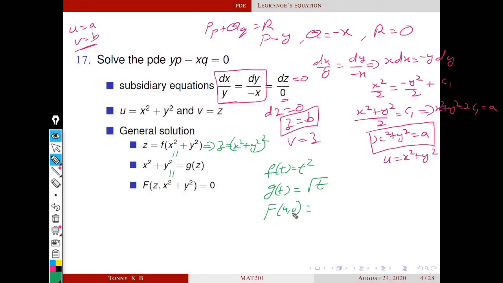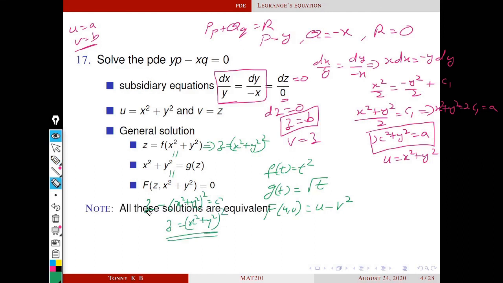Then what is F of u, v? You have to find the same solution by a suitable choice of capital F. Yes, it is u minus v square. Then you get the same solution because our solution is F of u, v equal to 0. So u minus v square, that is x square plus y square minus z square... that is, x square plus y square whole square minus z equal to 0. This is the same as z is equal to x square plus y square whole square. So all these three representations are equivalent. In the next lecture we will solve more problems of Lagrange's equation. Okay, thank you.